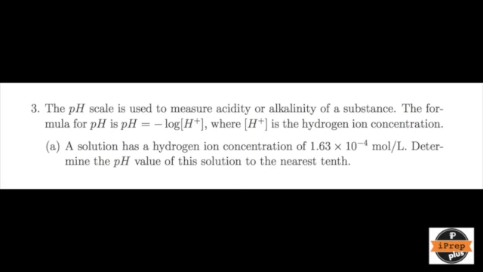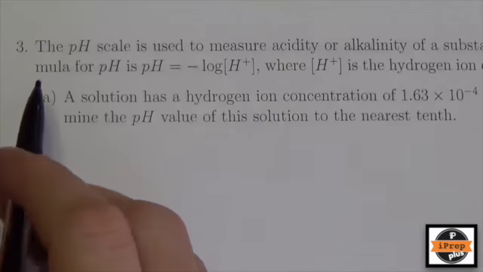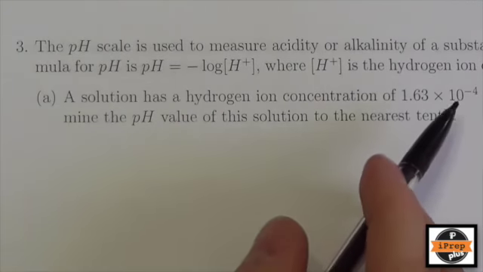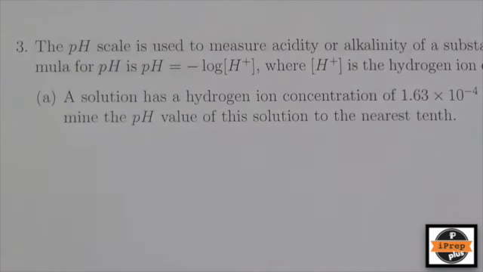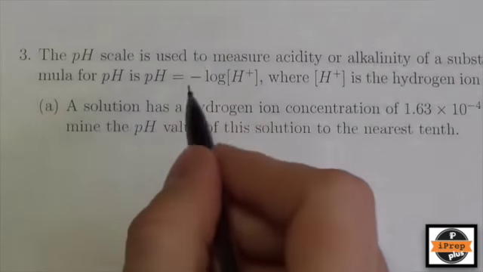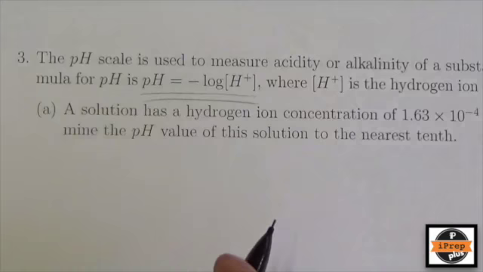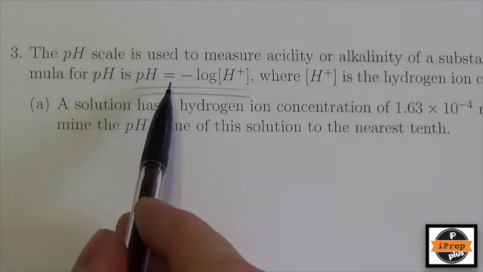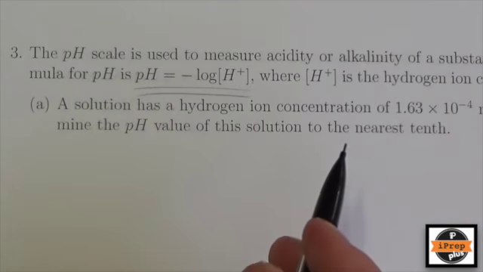Example 3A. Okay, this question says, the pH scale is used to measure acidity or alkalinity of a substance. The formula for pH, and here you go. Now I know there's going to be someone who argues about something here, but just take it for what it is. Okay, pH is equal to the negative log of the hydrogen ion concentration.